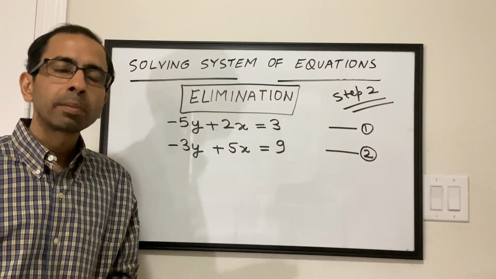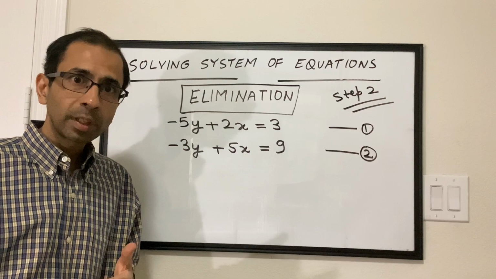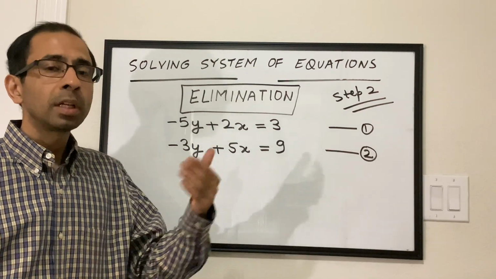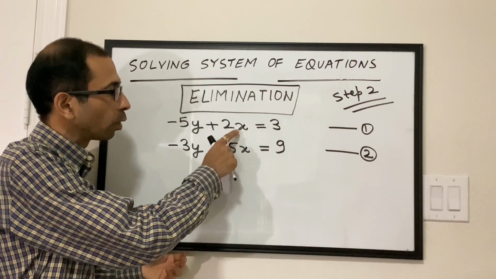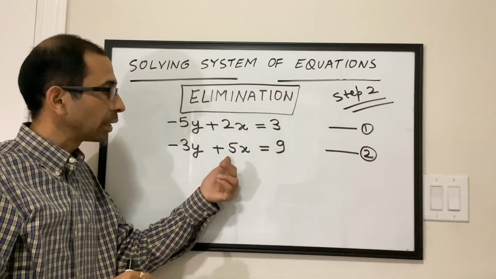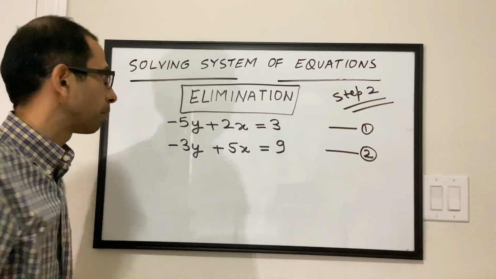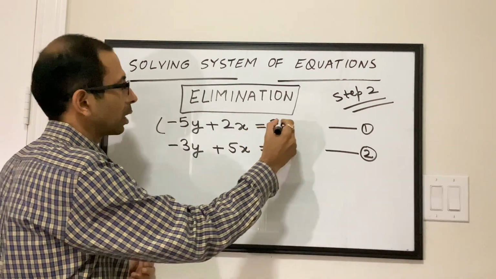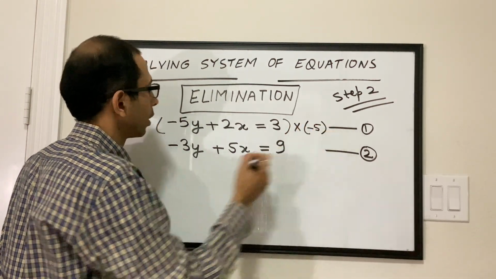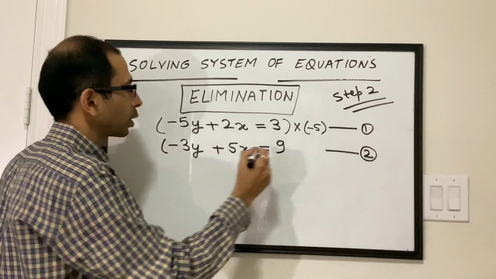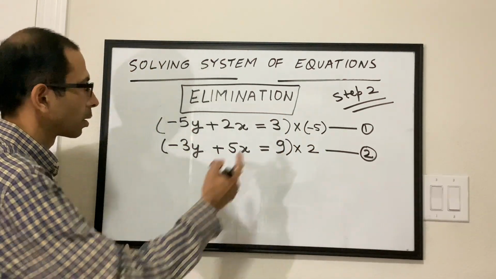The thing you have to remember is that for the variable which we want to eliminate, the coefficients of that variable have to be the negative of each other in each of the equations. Clearly that is not the case here, because the coefficient of x here is 2 and here it is 5. Clearly they are not the same. So we're going to do some operations to make them the same. Let's say we multiply equation 1 by negative 5, and we multiply equation 2 by 2. Let's see what happens.